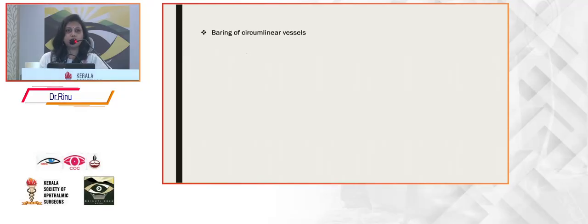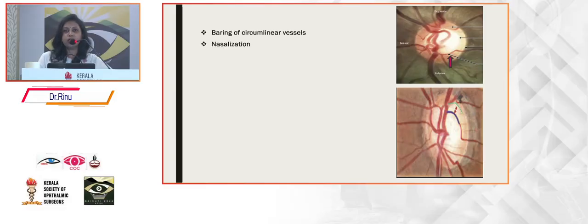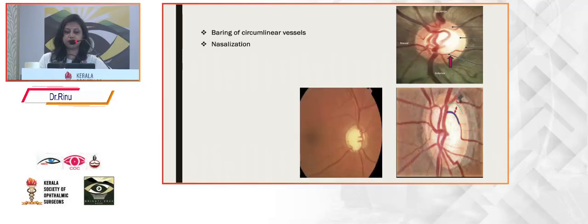Next is baring of circumlinear vessels. Circumlinear vessels are small vessels which are branches of the central retinal artery that run along the rim of the edge of the cup. So when there is an enlargement of the cup, the circumlinear vessel stays in that position, whereas the cup margin will recede further. So this will make the vessel look bare or exposed, as if it's lying on the surface of the disc. This is called baring of circumlinear vessels.